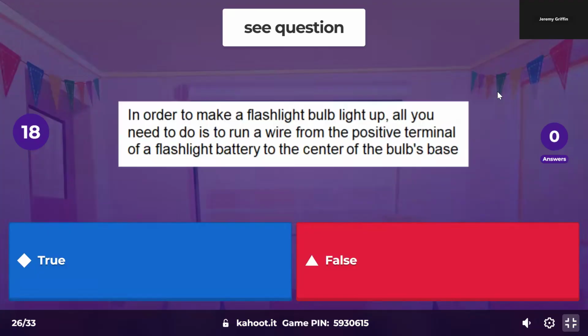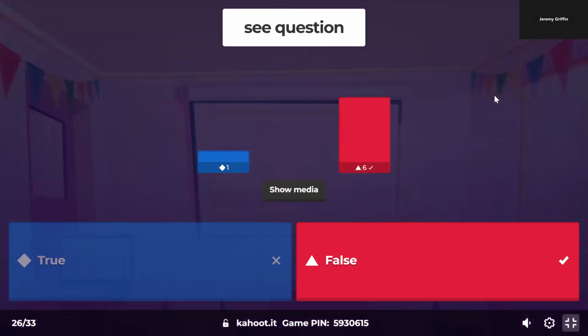In order to make a flashlight bulb light up, all you need to do is run a wire from the positive terminal of the battery to the center of the bulb space. Will that turn the lamp on? You guys are right. It would not, because you need a closed circuit.